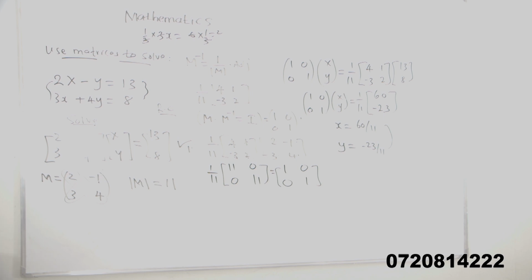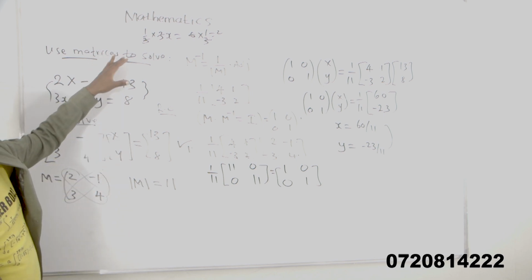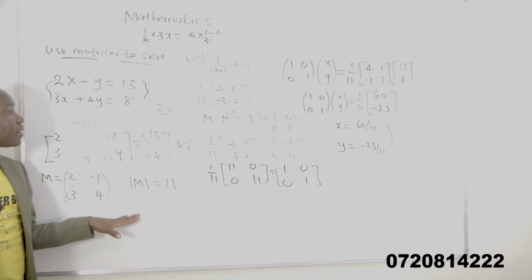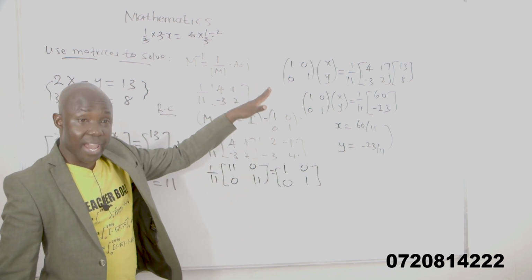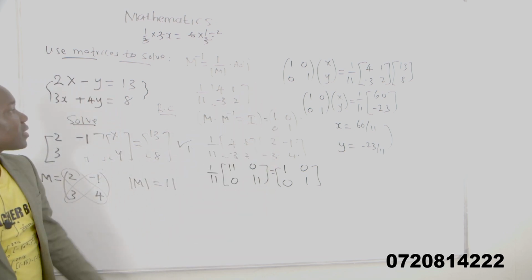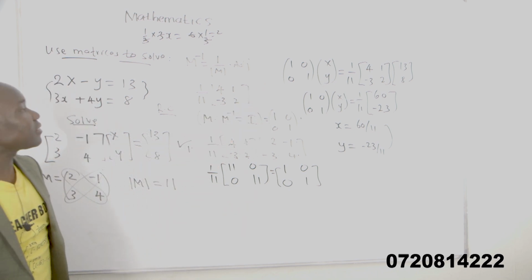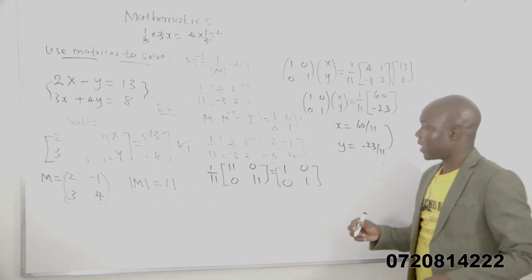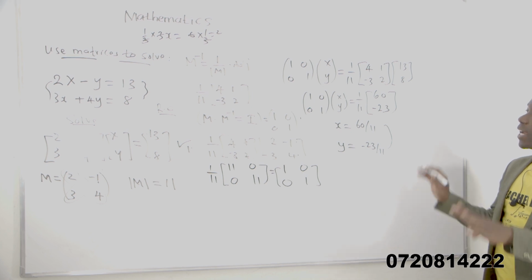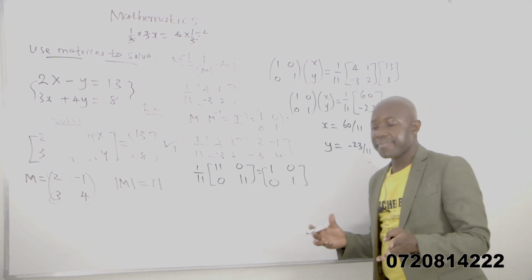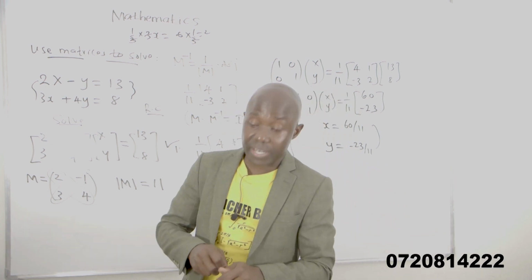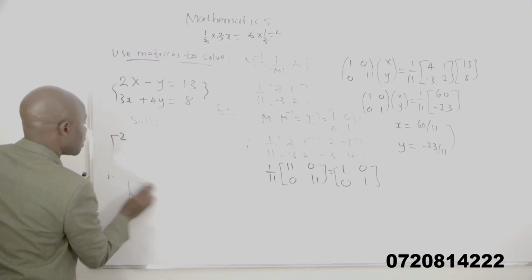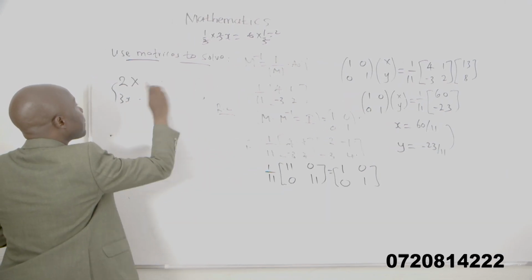So that is one of the ways we normally use matrices to solve simultaneous equations: start with the determinant, then find the inverse of the given matrix, then multiply both sides by the given inverse, and you get the solution. And it doesn't stop there, because you may find in an exam they provide you with a 3 by 3 system. Allow me to rub this, then I show you that step.